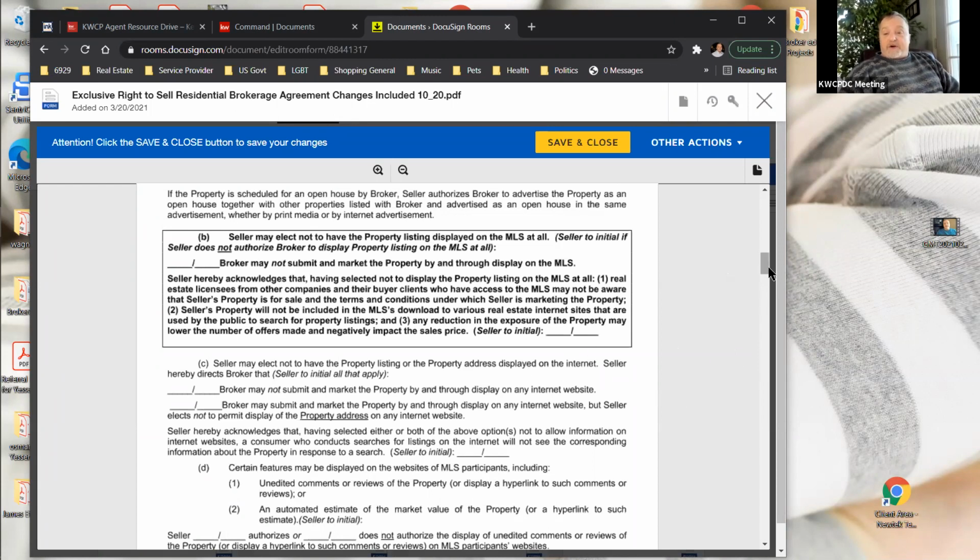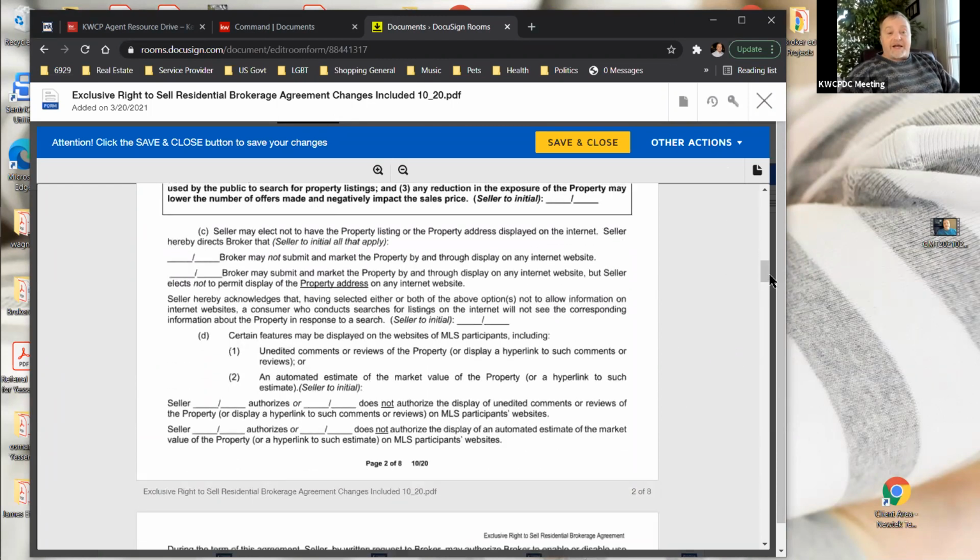So let's move on to paragraph C. Seller may elect not to have the property listing or the property address displayed on the internet, and there may be some reasons for that. There may be some, so that's not to say that they are not going to put it in the MLS.